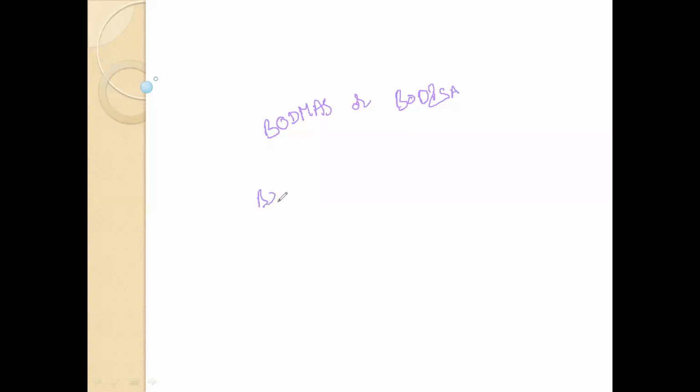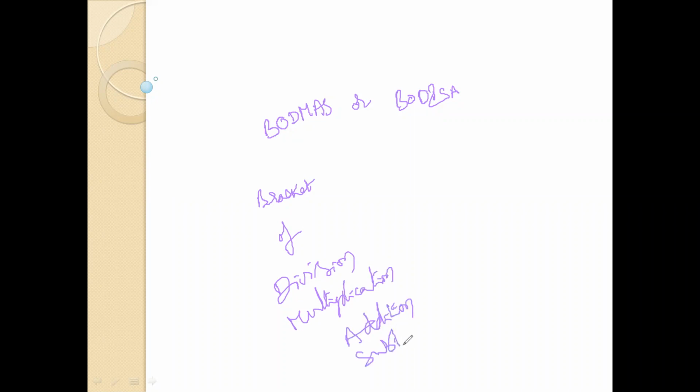B stands for bracket, O stands for of, D stands for division, M stands for multiplication, A stands for addition, S stands for subtraction. First preference we give to bracket, next of, next division, next multiplication, next addition and subtraction. In this way, we give preference to all these things.